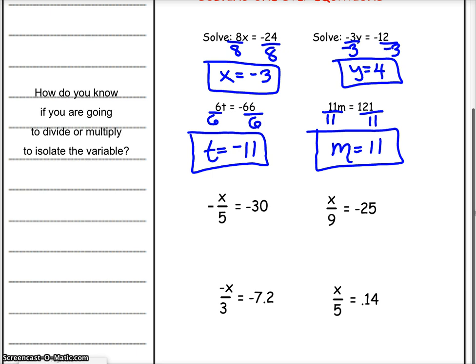Okay, here we have negative x over 5 equals negative 30. To get rid of negative 5, this is like a negative 5, I put the negative with the 5. So this is x over means divide. So to get rid of divide, we're going to multiply. So I'm going to multiply both sides by negative 5. That cancels out the negative 5, I'm left with x equals a positive 150.